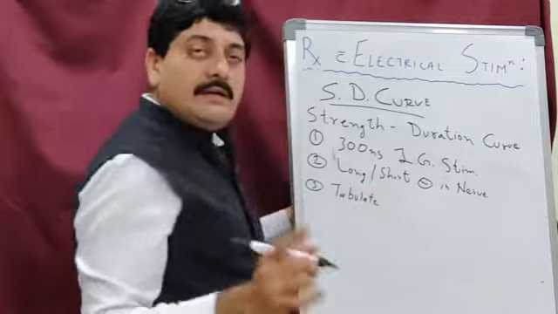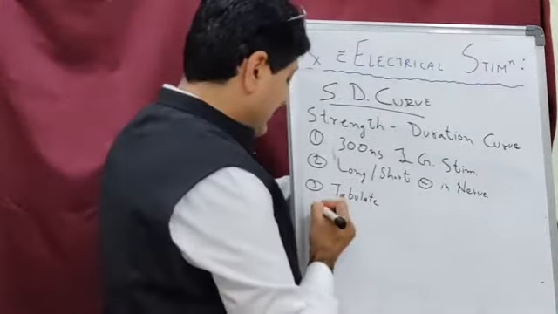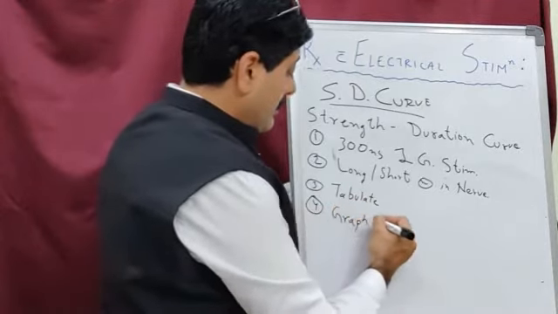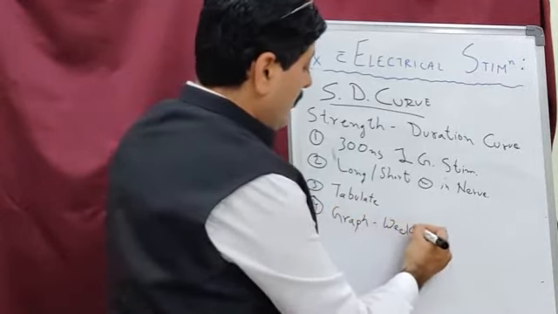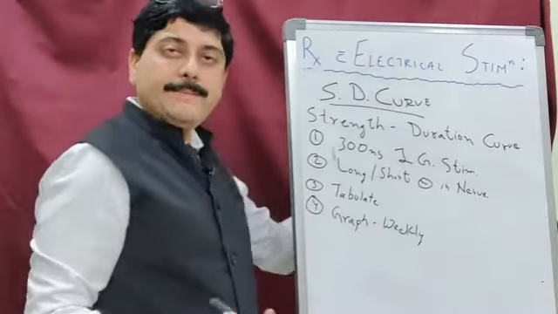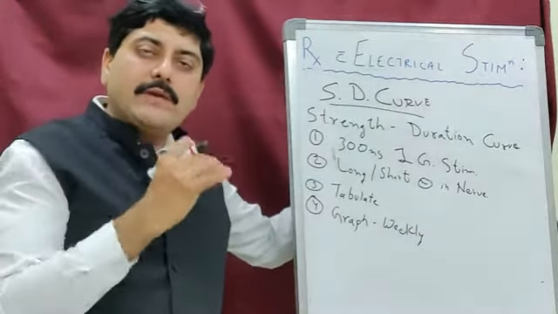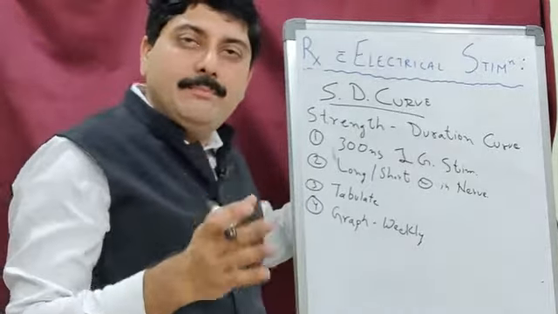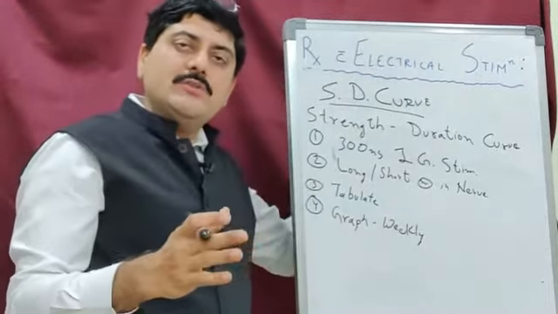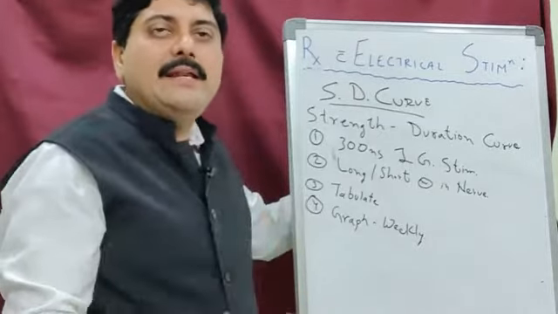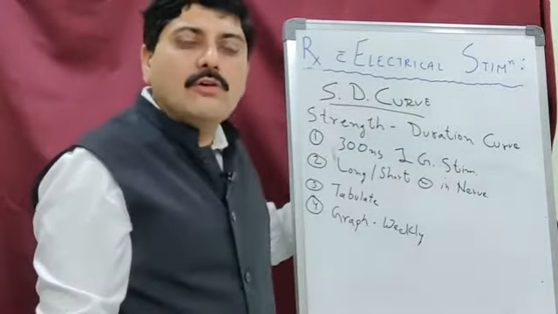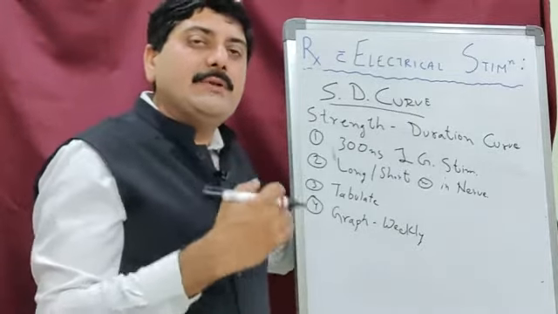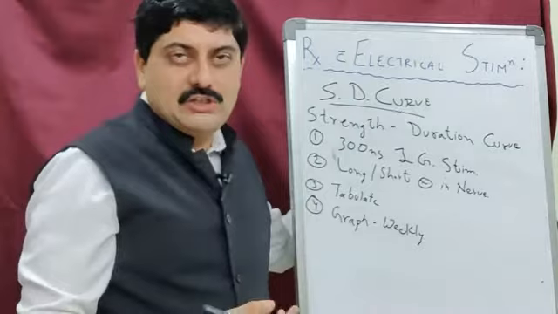Number 3, tabulate the function. Number 4, graph weekly. Okay, and with this you can continue stimulating the nerve and muscle, and it will help in rehabilitation also, and this will help in maintaining a graph also, that what is the improvement or what is the level of improvement that you can see in the patient, right?